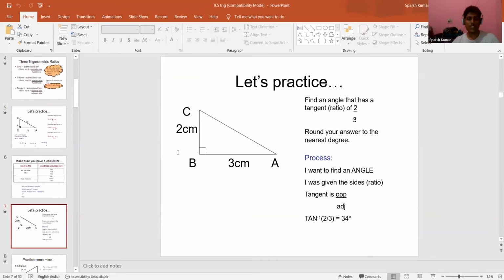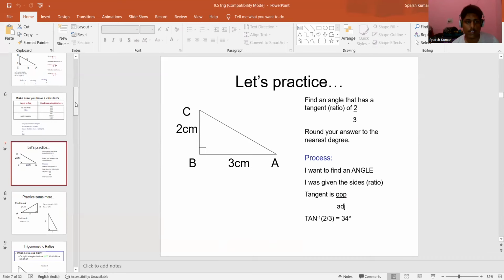Now in this problem, let's try to find the angle in this triangle. This is centered at B. Similarly, we can take tan A equals BC upon AB, that is 2 by 3. But as we don't know the accurate value of the angle, we take tan inverse, which is used to determine the angle of a triangle. After you calculate this value on your calculator, you will get 34 degrees.